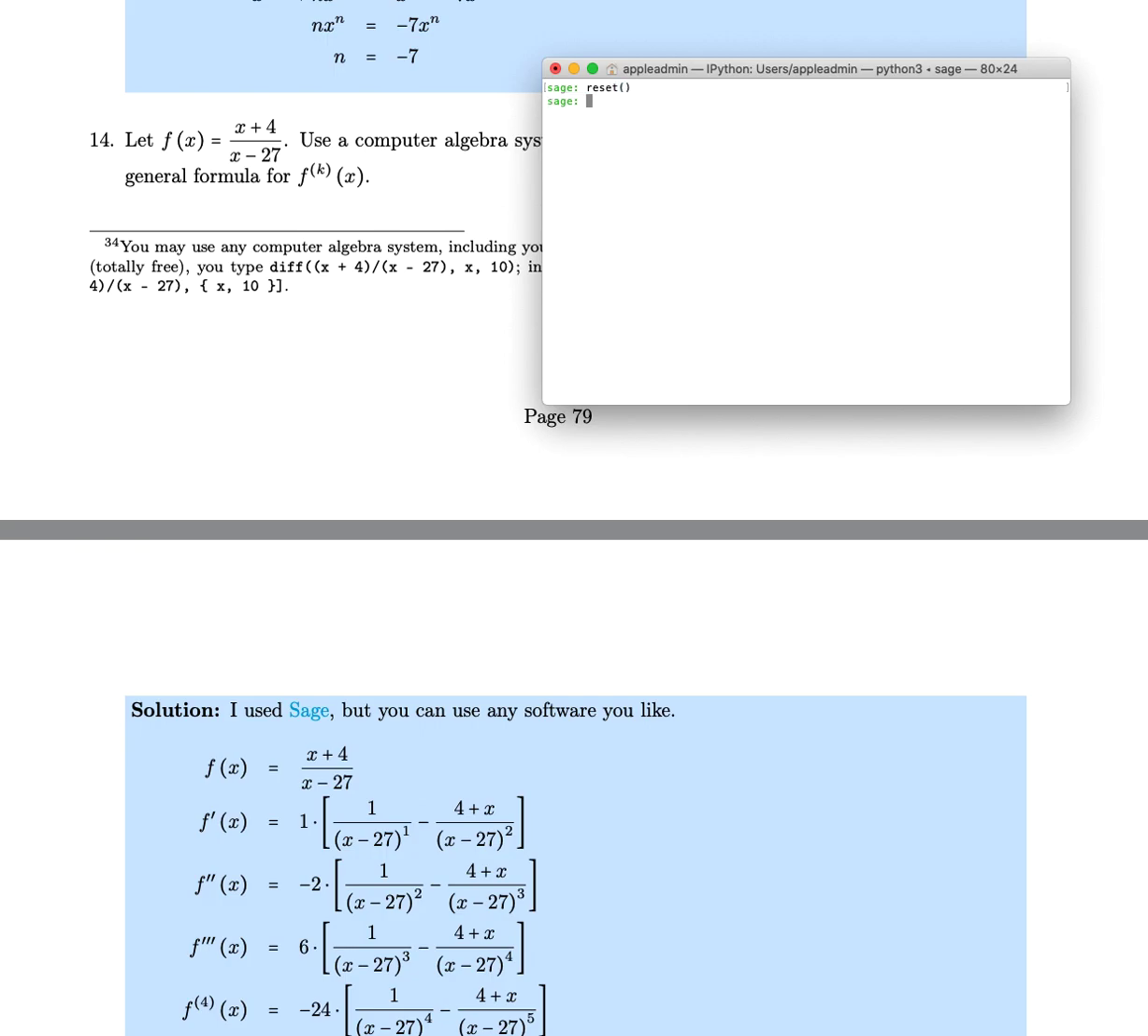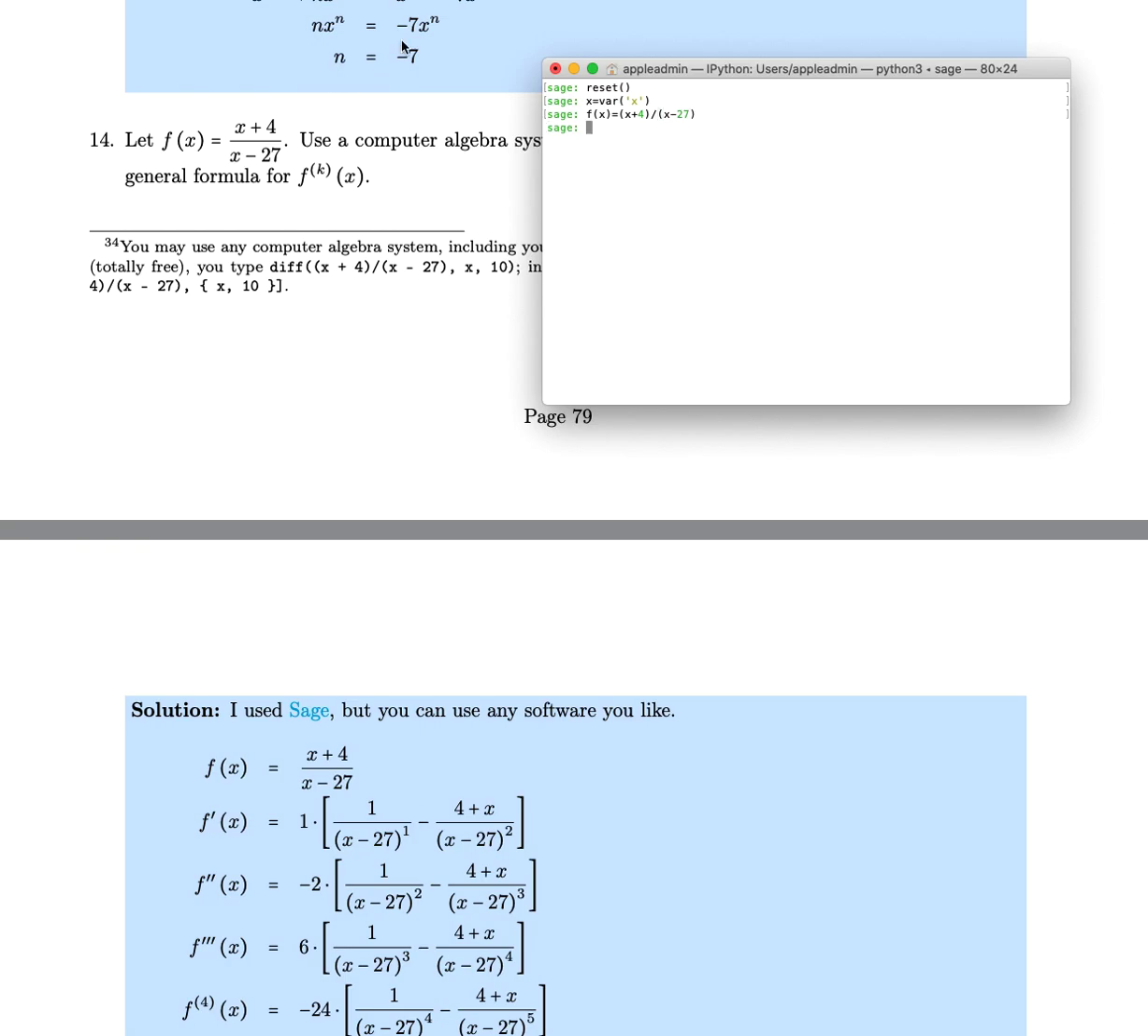Let me define the function. Well, first I'd like to define a variable, x equals var. So I got my variable now. Let's put the function in f of x. This is being assigned a rational function, which is x plus 4, and that's going to be divided by x minus 27. So I got my function defined.